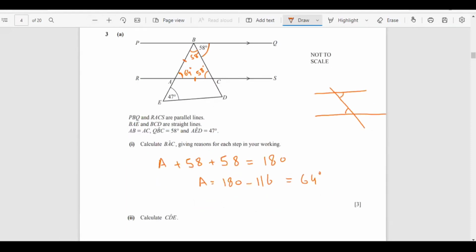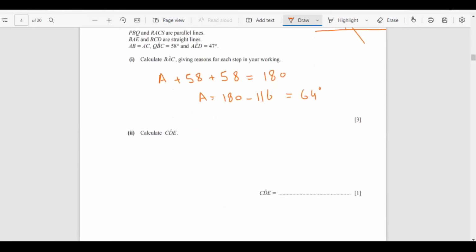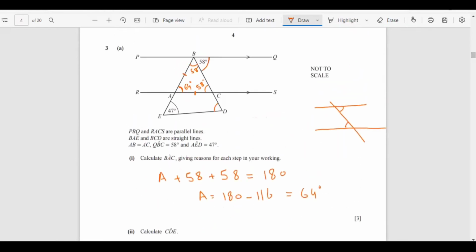For the next part, you need to calculate CDA. You need to find out this angle. Yeah, it's a 1-mark question. That means workings will be direct. Again, I would want you guys to think about it. Very good, Rania. Excellent. Very good, Saneem.